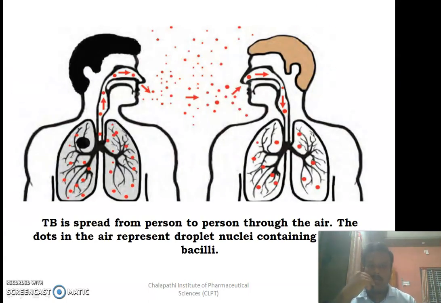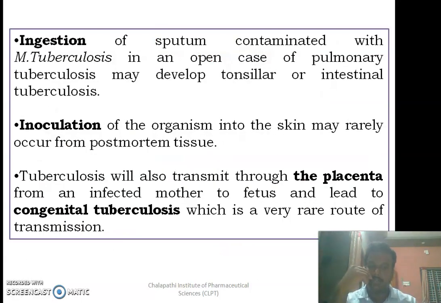And this is a picture representing the transmission of tuberculosis through the inhalation route. Whenever the infected individual coughs, the Mycobacterium tuberculosis present in his lungs moves through his mouth in the form of cough droplets, and those cough droplets are inhaled by another uninfected individual, and he develops tuberculosis.